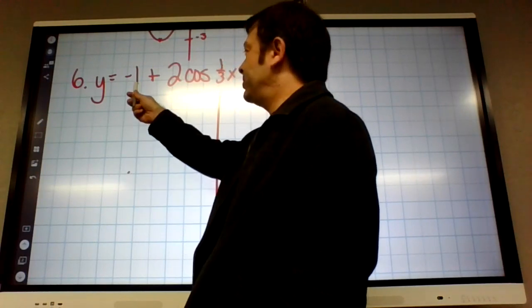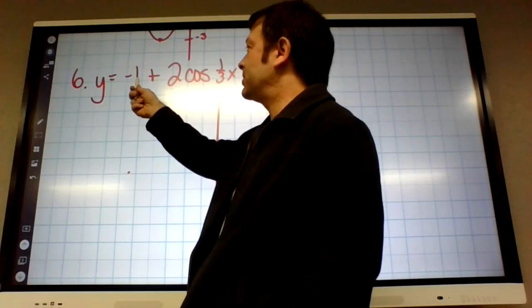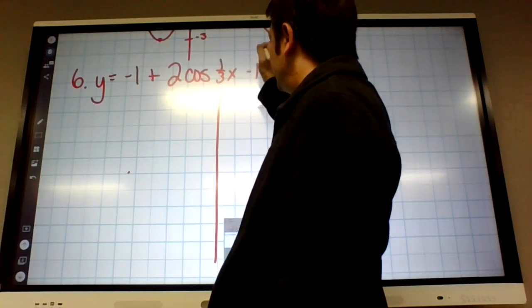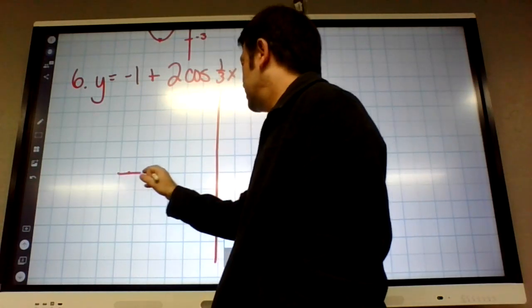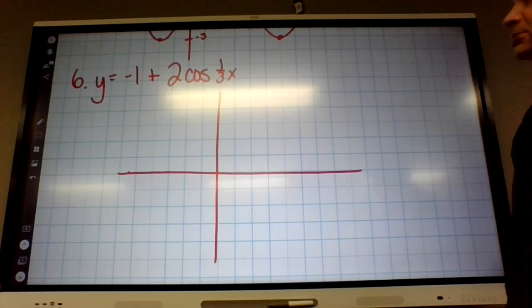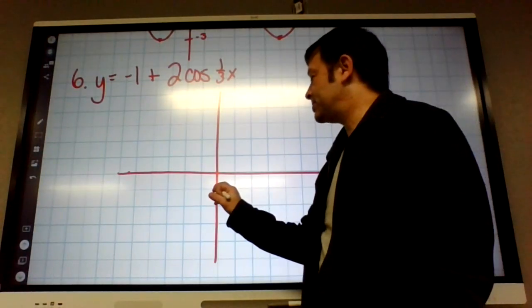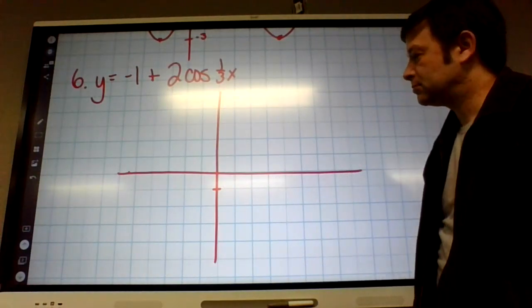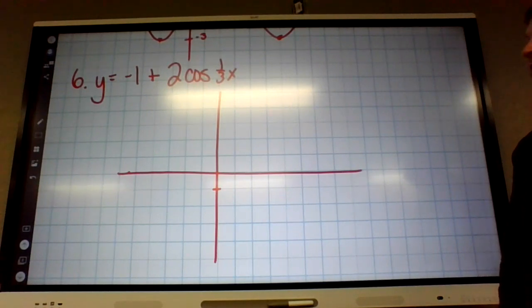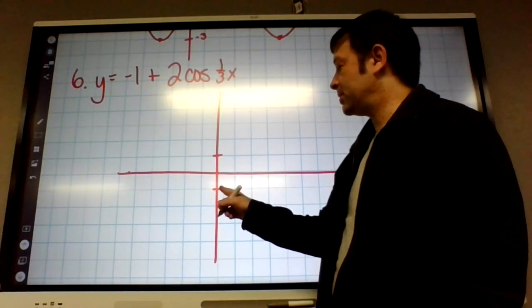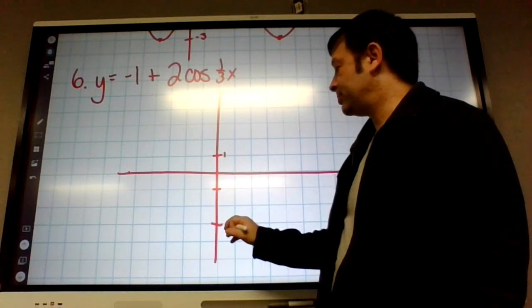Okay, I wrote this one weird because that's how the book writes it, and one on the test is like this. Normally we put the -1 when we do it, like back here. What's the -1 going to do? We go down one. So that means the middle of the graph is right there. I'll put a little mark to help myself out. What does the 2 do? Amplitude. So it's going to go up 2 from there and down 2 from there. So it's going to go up to 1 and down to -3.